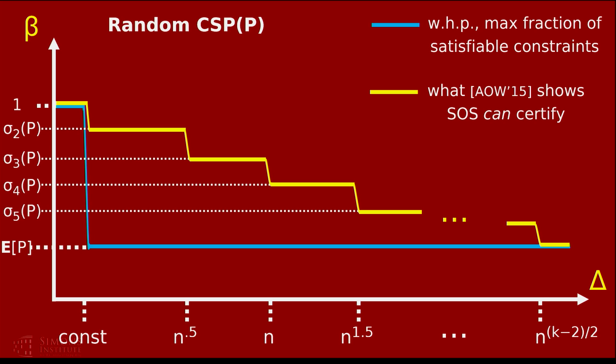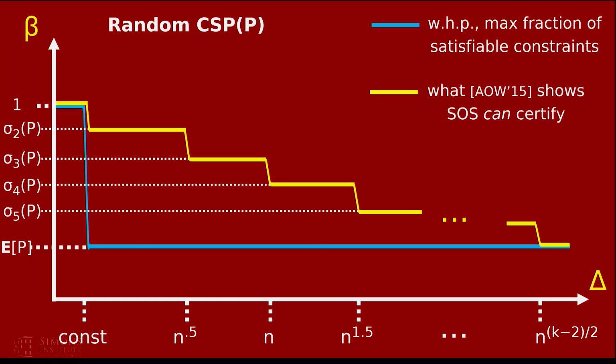It has a picture that looks like this. So let me try to interpret this for you. We showed that this SOS algorithm does a better and better job of certifying unsatisfiability as the number of constraints goes up.